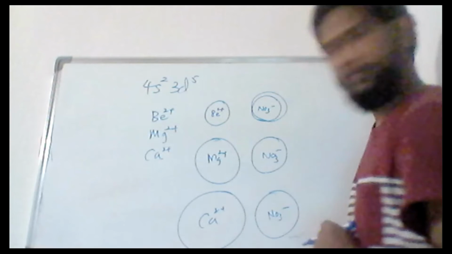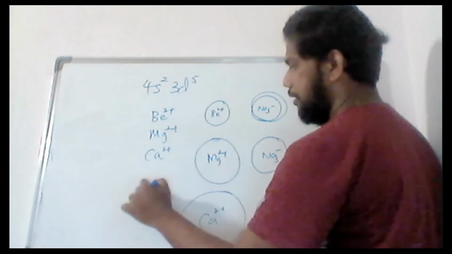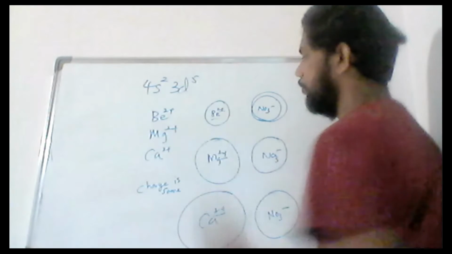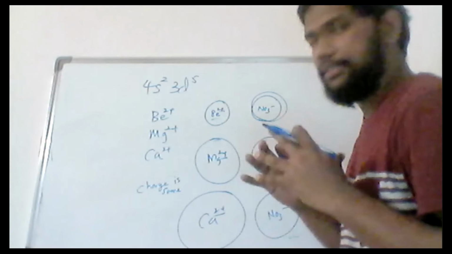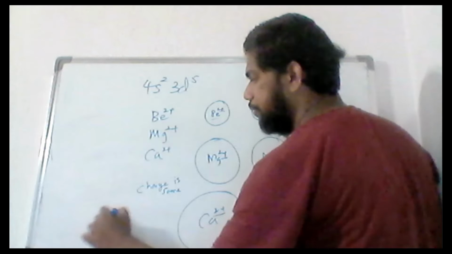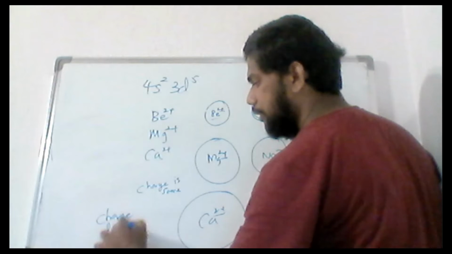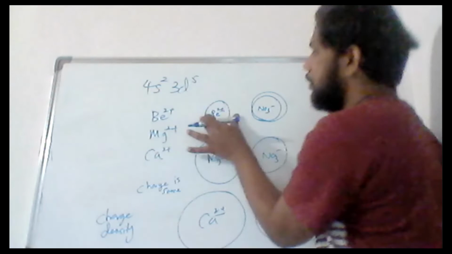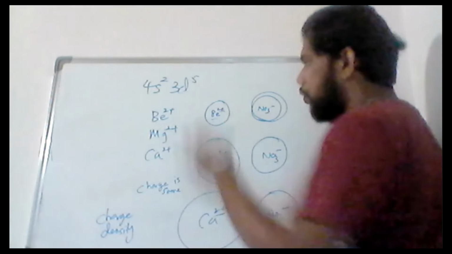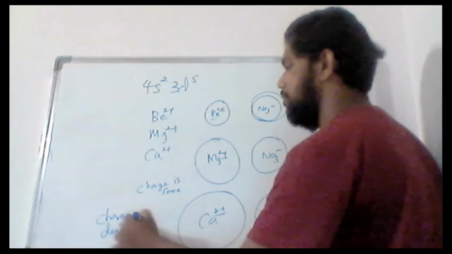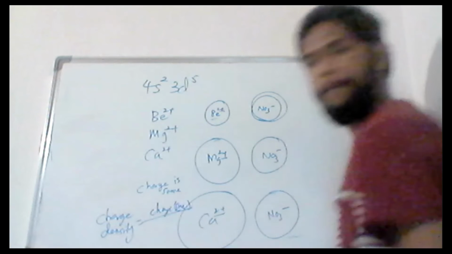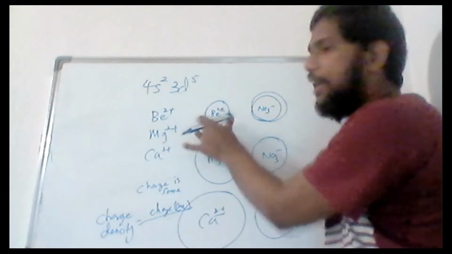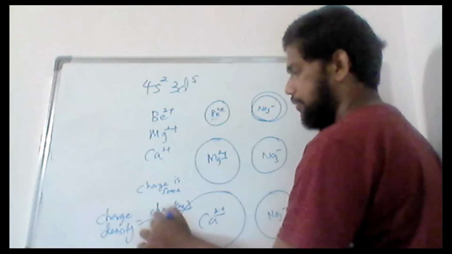Here you can see the charge is the same: plus 2, plus 2, plus 2. So what is the difference? The difference is size. So we need to think about charge density. What is charge density? Think about charge over size. In each case you have the same charge, but the size is small here, so you are dividing by a small size of the cation.